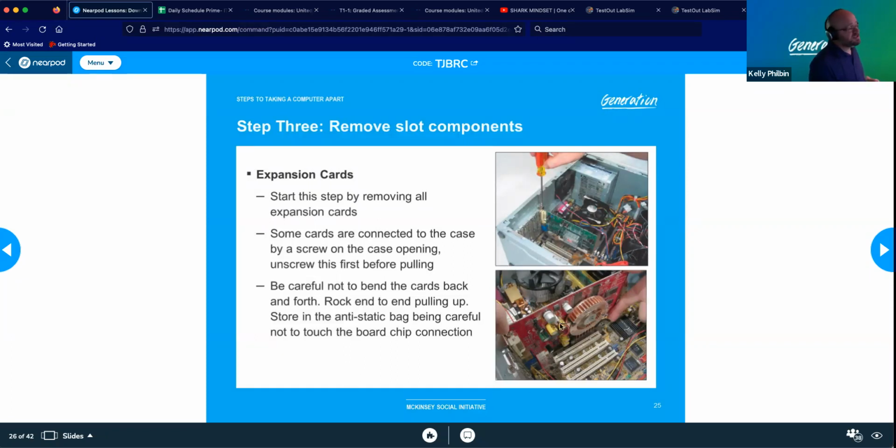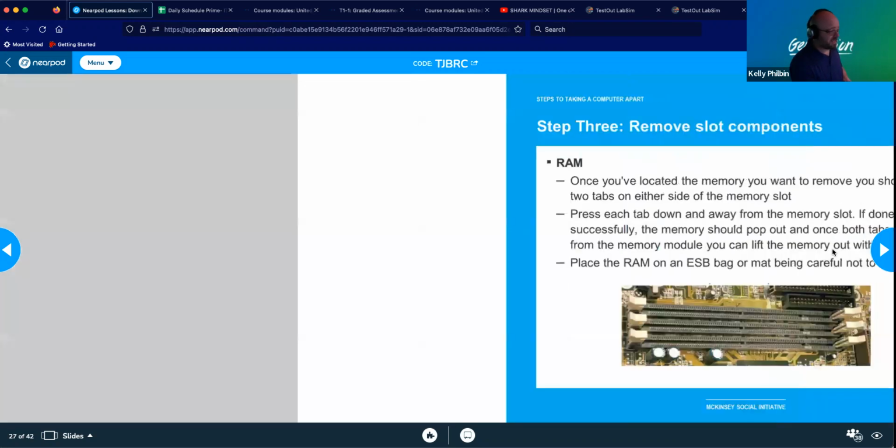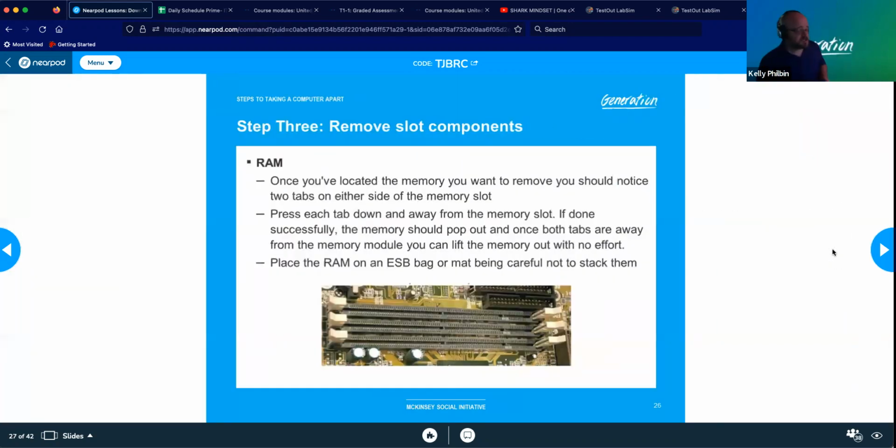And again, don't touch the chips with your bare hands. If you have one, you can store them in an anti-static bag, or if you have an anti-static mat, you can lay them out on the mat. Making sure not to stack anything.